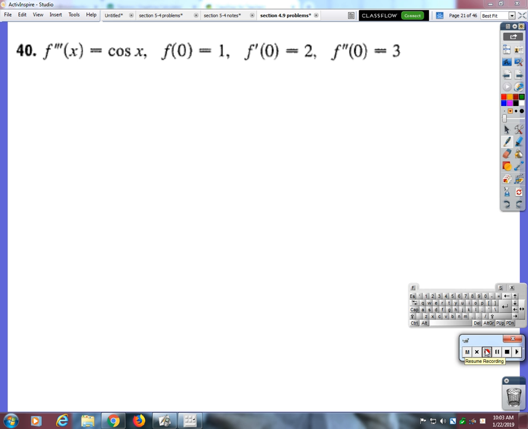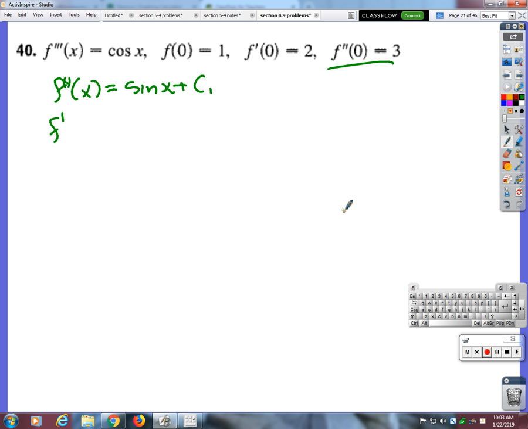So the second derivative would be sine x plus c1. Should we go ahead and figure out what that is first, since we have this information? Okay. 0. And so c1 would equal 3. Okay. So let's change this into a 3.